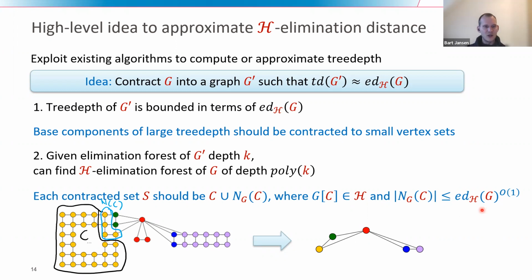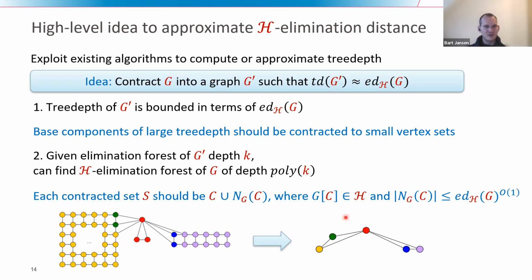Why is that useful? Well, if I know that all the sets I contract have this form, and I have an elimination sequence for the contracted graph, then whenever it tells me to, say, eliminate the red color class, I could mimic it here by saying, I eliminate the neighbors of my C, and then the actual component C is allowed to stay in the graph because it belongs to my target family. And if I've eliminated all of its neighbors, then it doesn't connect to the rest of the graph anymore. So that would be allowed in an elimination sequence that ends up with a graph in H.